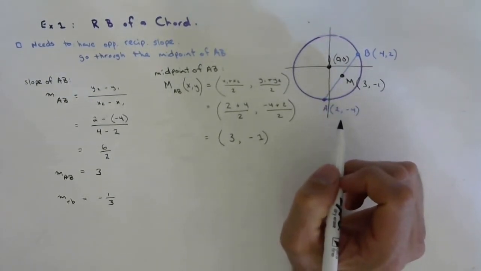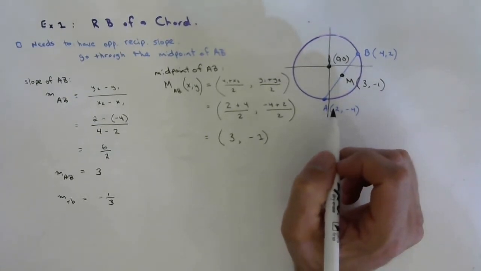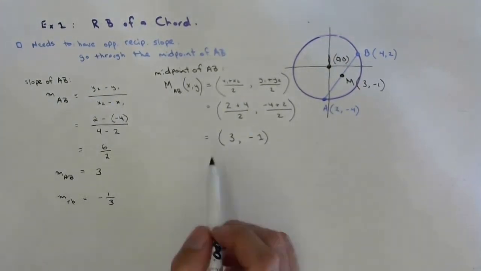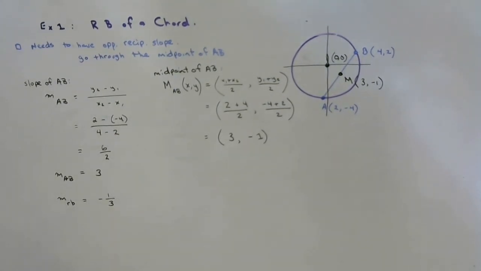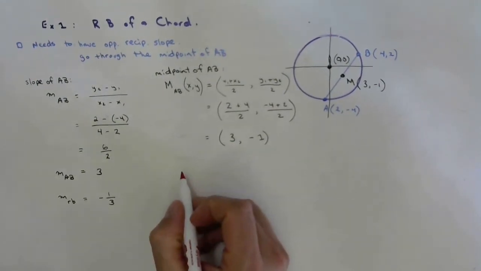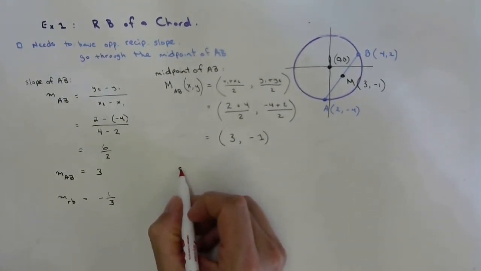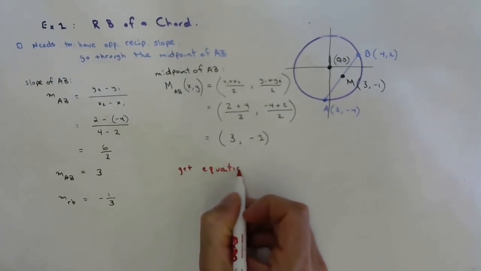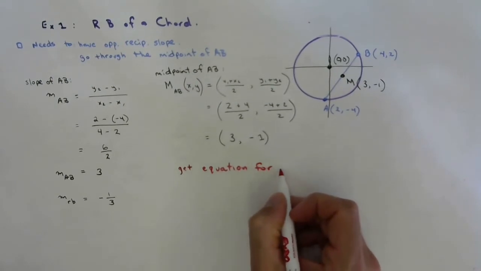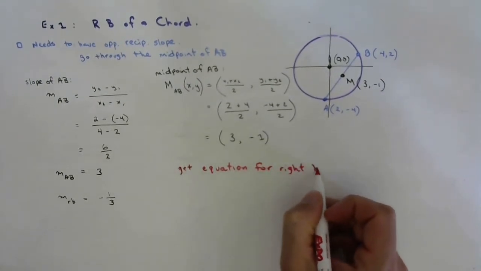Well, do we have a way of verifying whether or not a point is on a line? Yes. It has to satisfy the equation, which means we did all this work because we need an equation of the right bisector. Okay, so here we go. Not our last step, but get an equation for the right bisector.